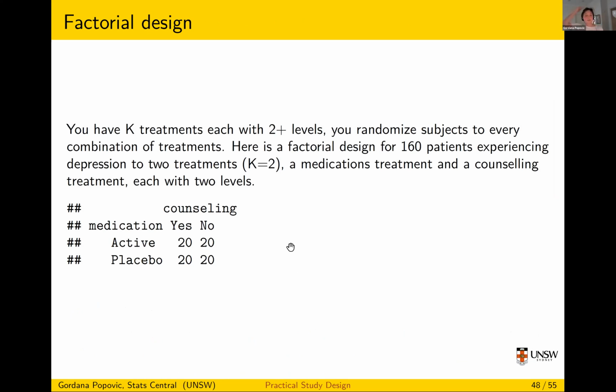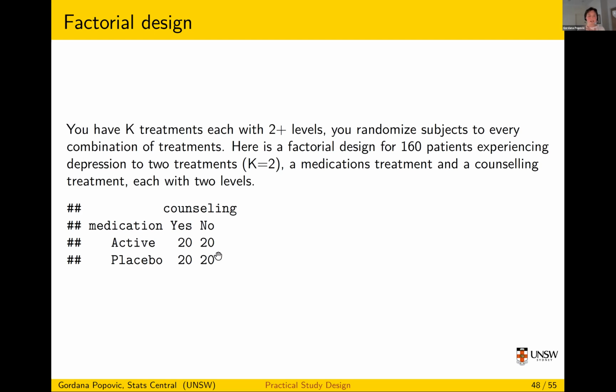Okay. Another thing you might be interested in is factorial design. So maybe you're allocating people to more than one treatment. In this case, people need to be allocated to 2 simultaneous treatments. One is a medication, like a study on depression. So the subjects are going to be given either one medication or a placebo, and they're either going to be in counseling or not. So they need to be allocated to combinations of these treatments.